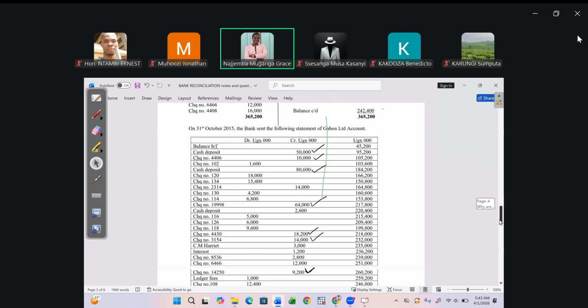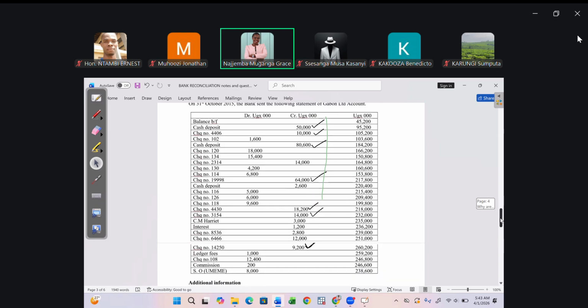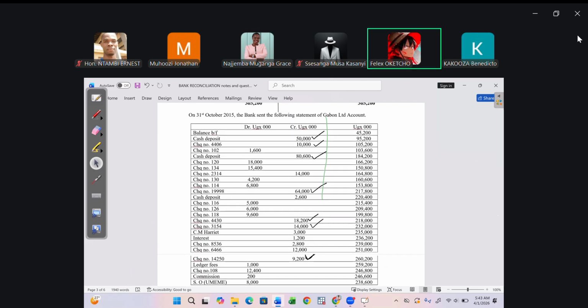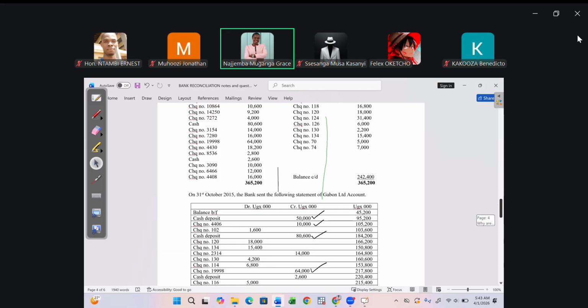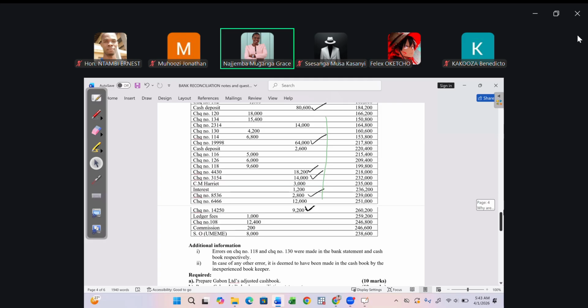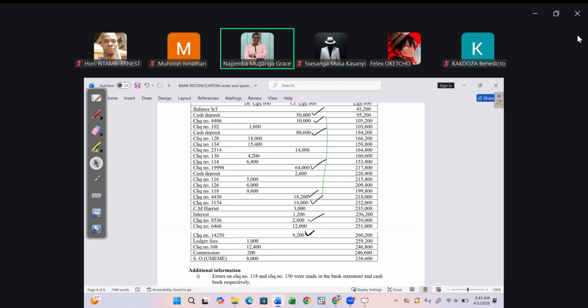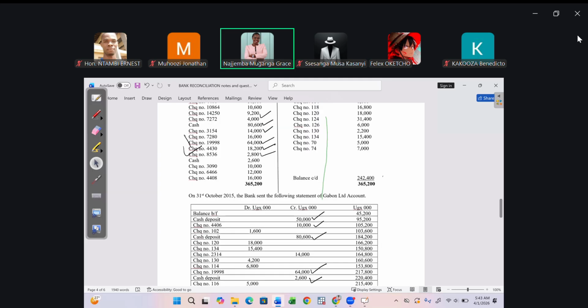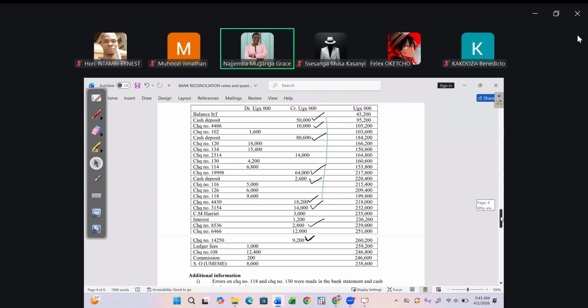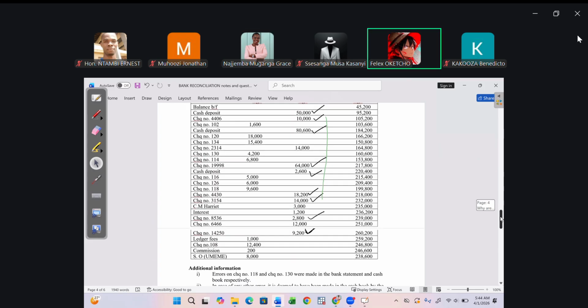8536. Has anyone seen it? Yes, it's there. 2,800. We have cash of 2,600. Cash deposit. They deposited some cash and it was captured. 3090. Check number 3090. Nowhere.